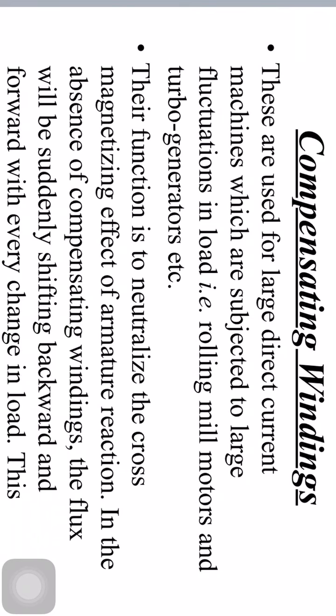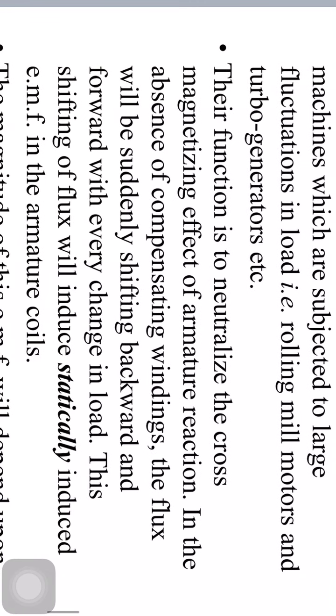Next, let us move to the cross magnetizing compensating winding. The cross magnetizing effect of the armature reaction may cause trouble in DC machines subjected to large fluctuations in load, that is rolling mill motors and turbo generators, etc. The compensating winding's function is to neutralize the cross magnetizing effect of armature reaction.